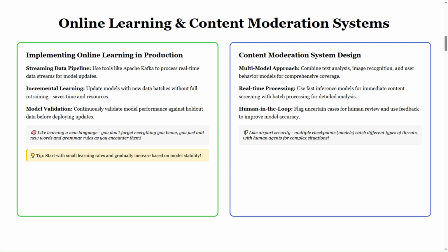Implementing online learning in production. Streaming data pipeline. Use tools like Apache Kafka to process real-time data streams for model updates. Incremental learning. Update models with new data batches without full retraining, which saves time and resources.